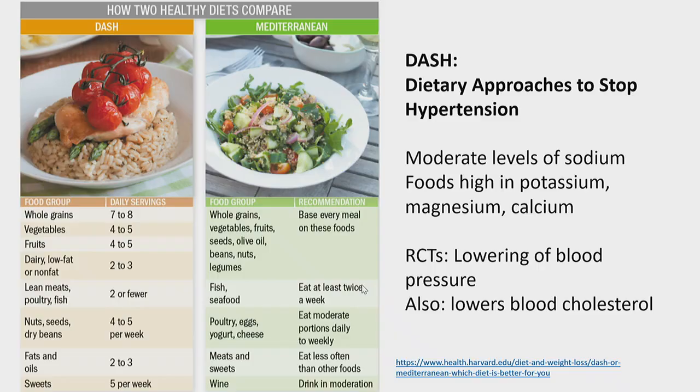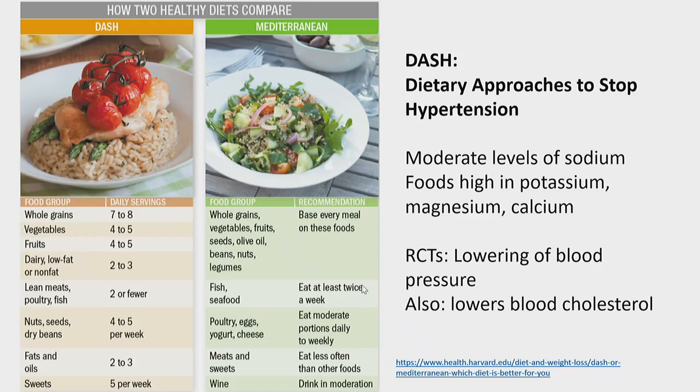dairy. Why? Because the DASH diet recommends consuming food low in sodium, because sodium increases the blood pressure, and high in potassium, magnesium, and calcium, because those nutrients control and lower the blood pressure. So to achieve those nutrients, this diet is high in fruit, vegetables, and also dairy products to have high calcium. So the main difference between the DASH diet and the Mediterranean diet is the content of dairy products.